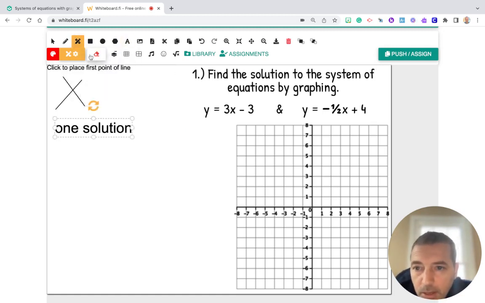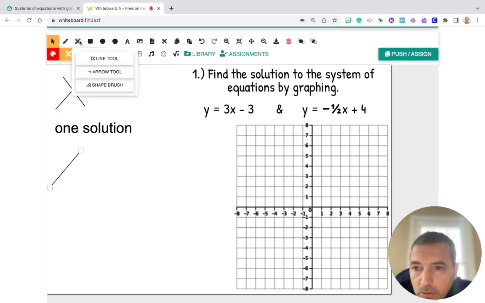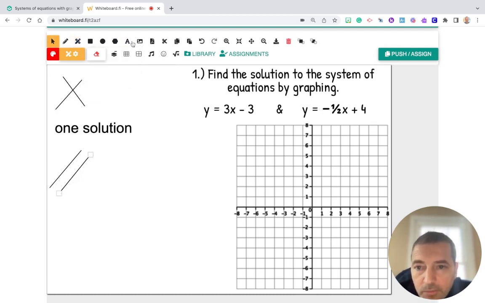The second thing that can happen is we could graph the two lines and they could be parallel. That means they never intersect or never touch. If this happens, we would say that the system has no solutions.